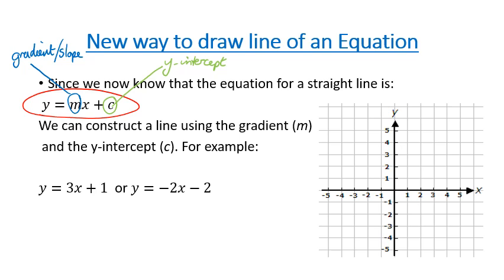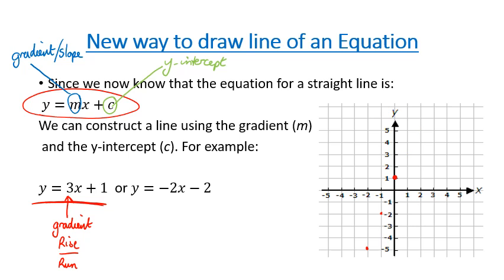So I'm going to use this example of y equals 3x plus 1. I know my y-intercept is 1, or plus 1. And I know my gradient is 3. Now, just to recall, the gradient is the rise over the run. So it goes up 3 and across 1. Up 3 across 1, up 3 across 1. If I'm going to go back the other way, I go down 3 and to the left 1, down 3 and to the left 1.